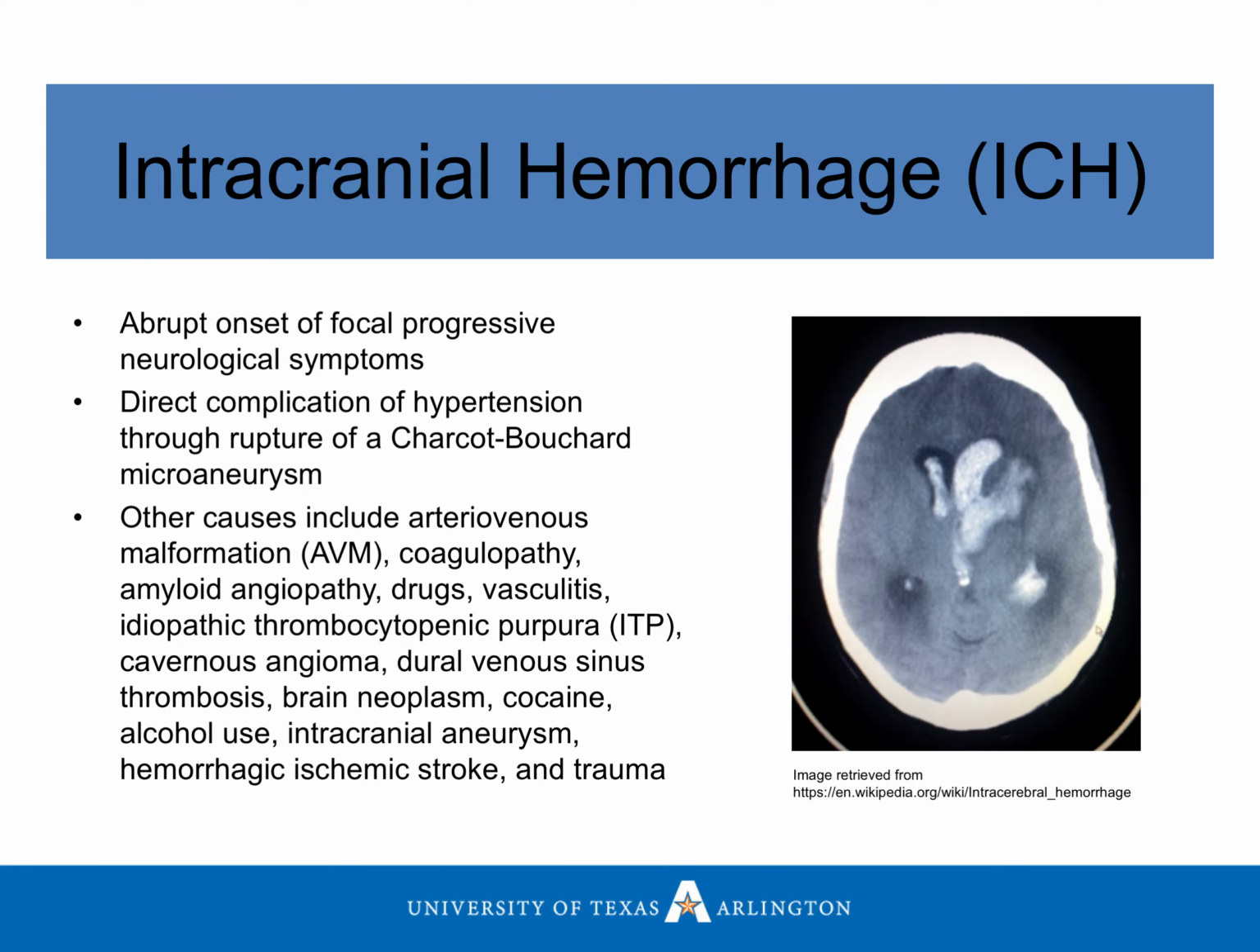And it's usually due to hypertension. So on the CT scan that you can see over here, you can see the hyperintensity, the white area in the middle of the brain there, that's the bleed. And you can see how it's really just kind of infiltrated the ventricle there. You can't even see the ventricle on the left side of the brain.